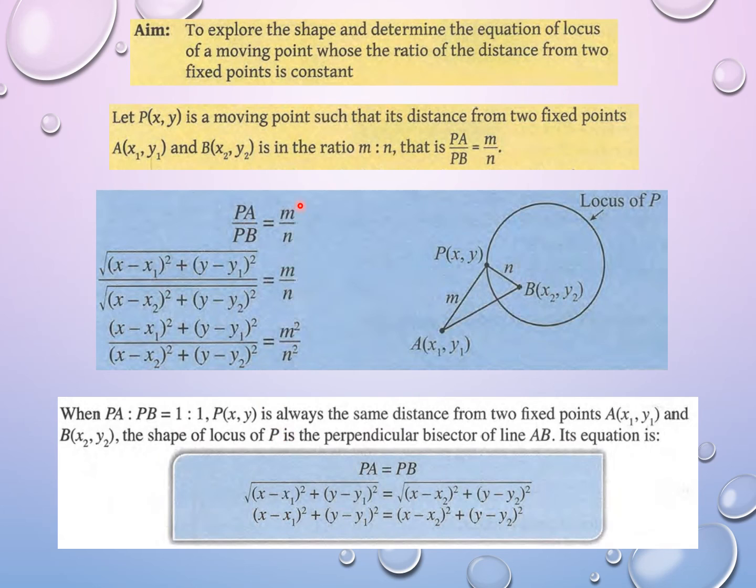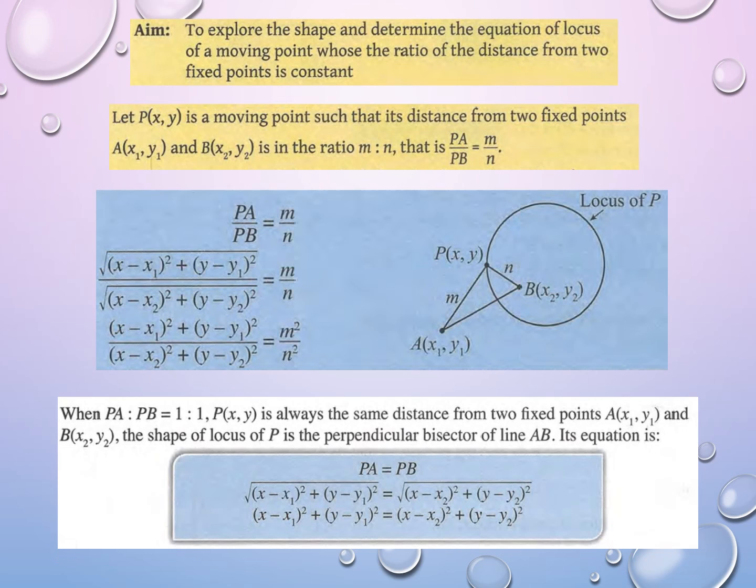Now if the ratio is 1 to 1, it means it's always the same distance. If we change a little bit here, the ratio becomes 1 to 1, that means it's the same distance. So same distance means it's not a circle anymore. It will become a bisector. So you have to think a bit, draw it out. If A and B are here and it is always the same distance, you have to go like this, with a right angle at this part.